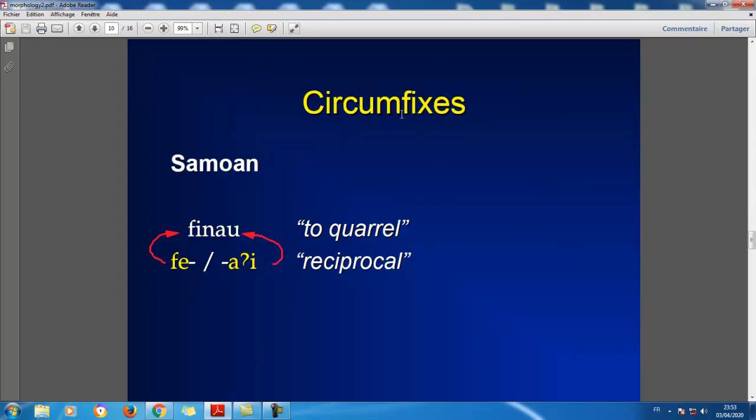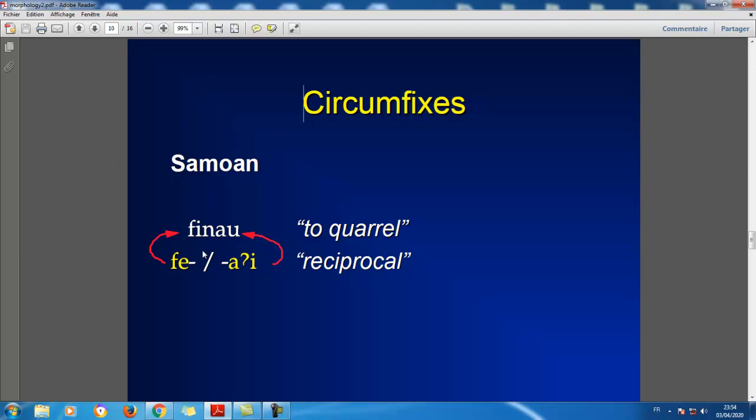So circumfix, this is an example from a language we don't know. Look at this example taken from this language. We have finau. This means to quarrel. This is the gloss, that is the English translation here. It means to quarrel. Now if we want to obtain the reciprocal form of to quarrel, we can add at the beginning fe and at the end ai.